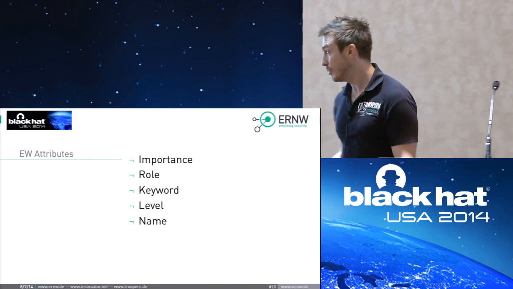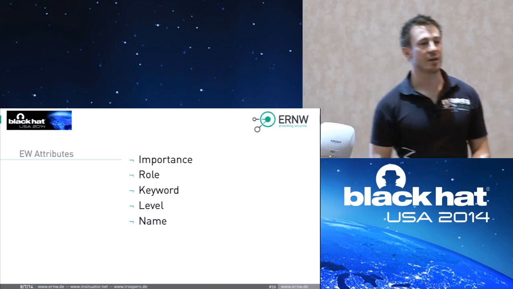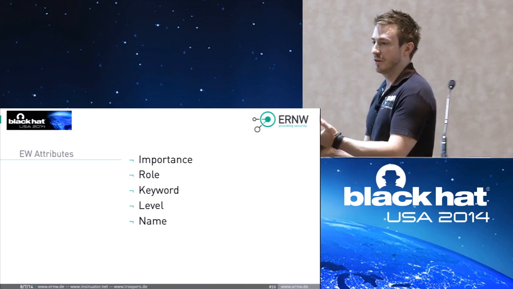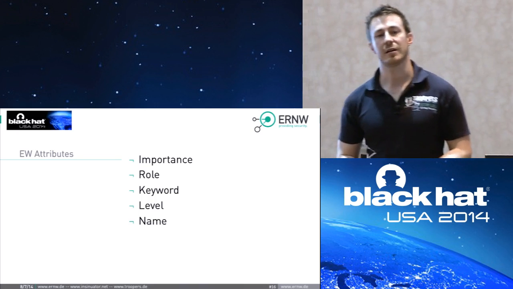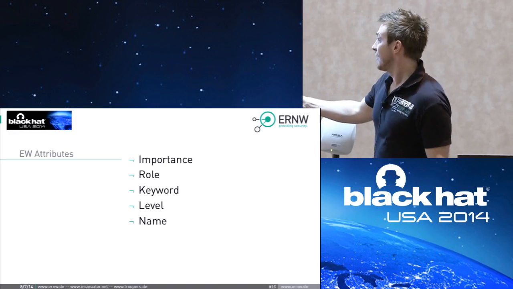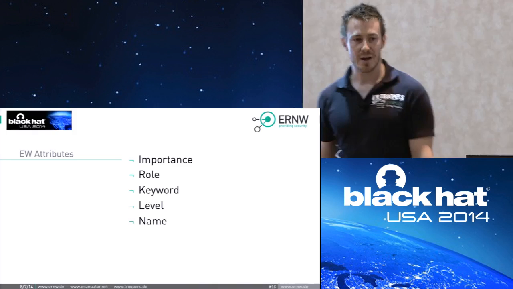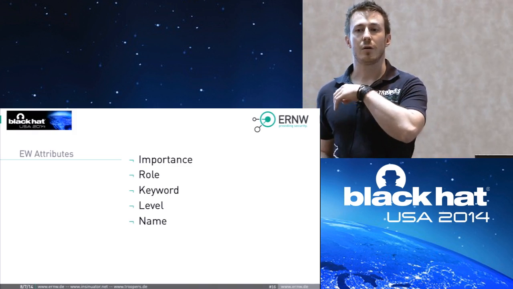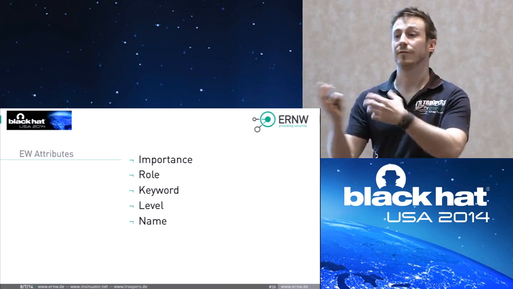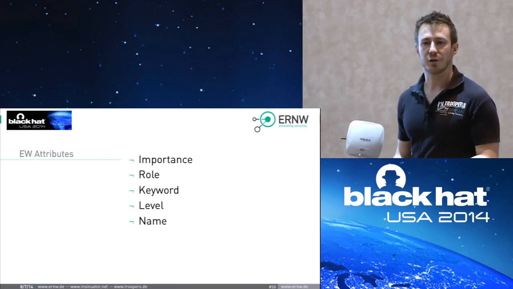We already saw the importance. Each endpoint has an assigned importance, which ranges from 0 to 100. So you can, for example, turn off all non-mission critical devices in case of a power outage or something like that. Then you can assign roles and keywords to endpoints, for example, to address all phones throughout the network, or IP cameras, or all web servers, or application servers. So that's basically like a grouping that you can do here.